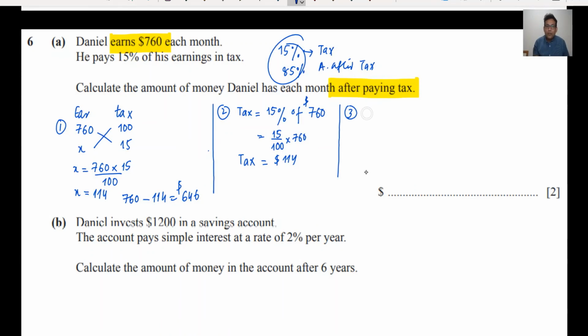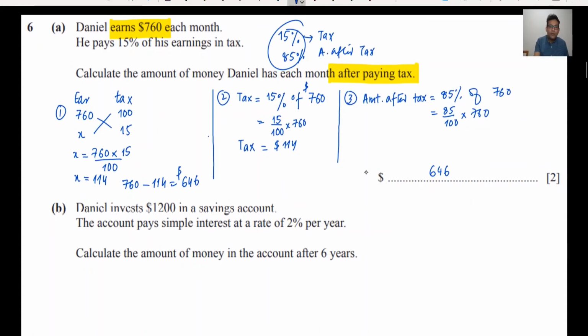So I can do one thing. I can write the amount after tax is equal to 85% of $760, and you will get the answer directly, 85 upon 100, and the answer will definitely be 646 directly without any other calculation. So it's up to you to use any of the methods.